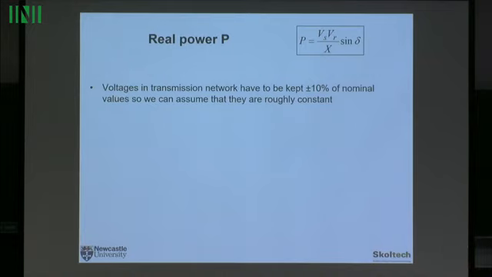Because the voltages in the transmission network have to be relatively constant, plus minus 10%, because voltages have to be constant at the distribution level. So the voltages at transmission level cannot be all over the place. They have to be relatively constant, plus minus 10%. So again, for simplified analysis, we can assume that Vs and Vr are relatively constant. That means that the flow of the real power will depend on the angle delta. The higher the power flow, the higher the angle, the phase shift.